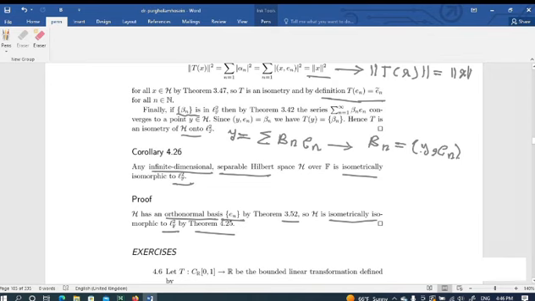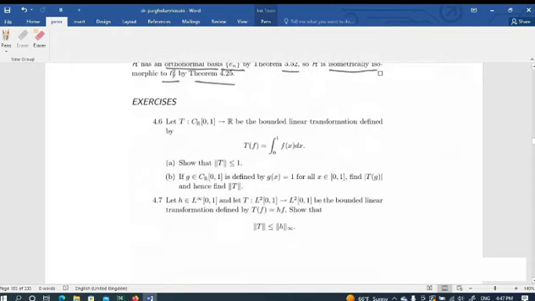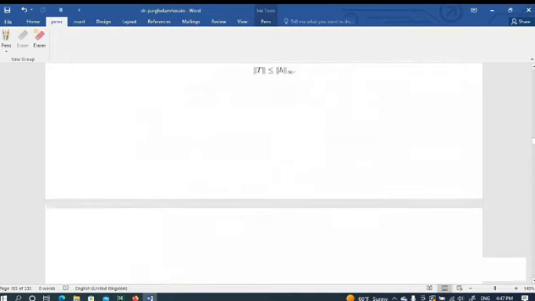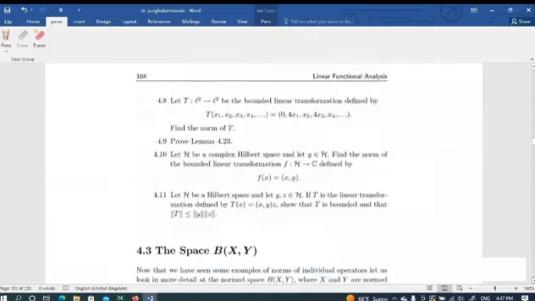Proof: H is separable, so there must be an orthonormal basis e_n for H by theorem 3.52. So H is isometrically isomorphic to L power 2 of F by the previous theorem. Again, some exercises. I will send you the solutions of selected exercises.